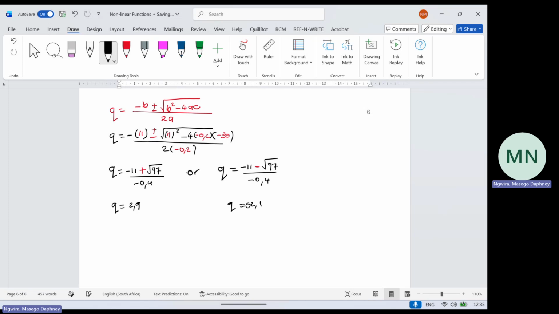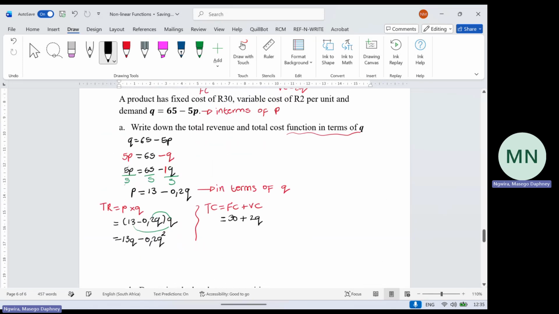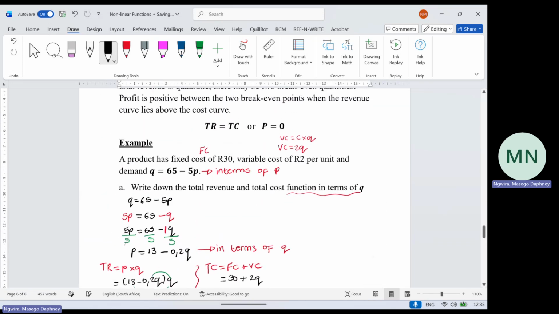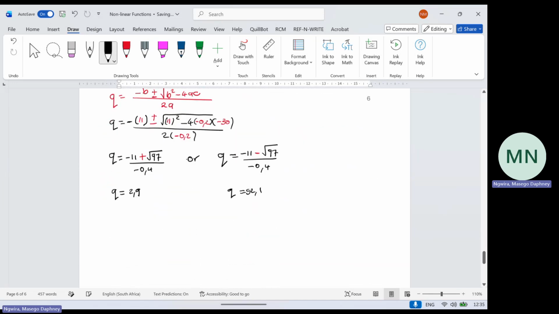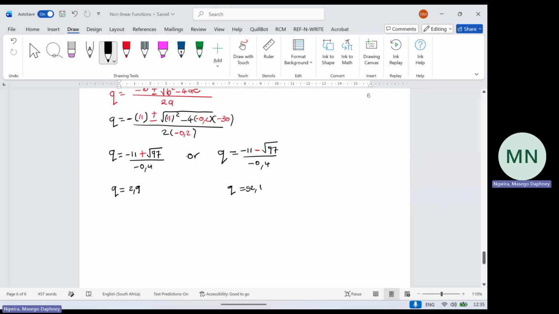All right. So what does it mean? What was the question? It was saying that a product has a fixed cost. So this means that, whether this is a company or whatever, it breaks even at approximately 2,9 and 52,1 units. It breaks even at these two points. So it means that it earns profit between these two. That's when it's going to make a profit, between these two.